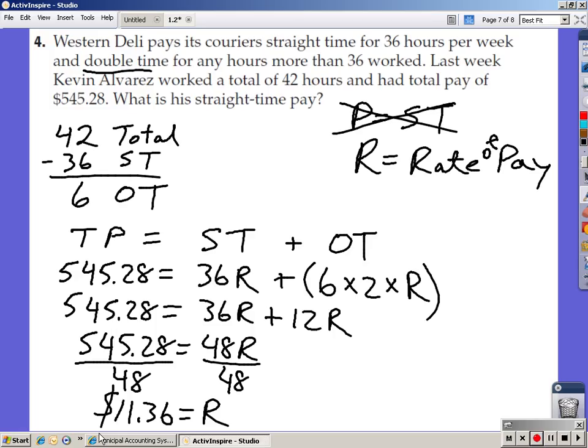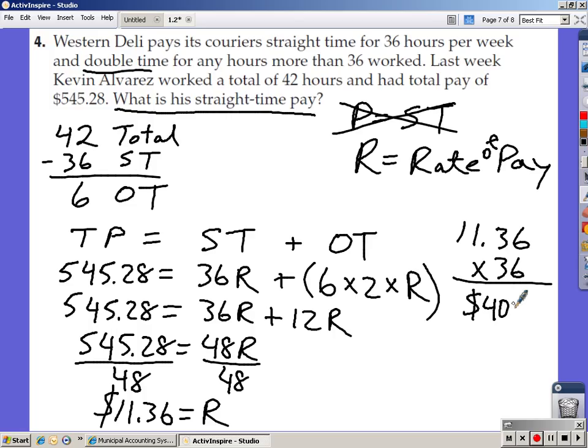Okay? Remember, R is my rate of pay. But that's not what the question's asking. The question is asking, what is his straight time pay? Okay? Well, if I work 36 hours straight time, I have to take $11.36 times 36 hours worked at straight time. My straight time pay is $408.96. That's my final answer right there.